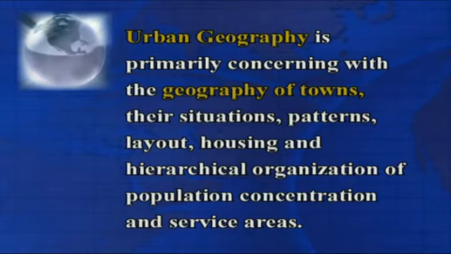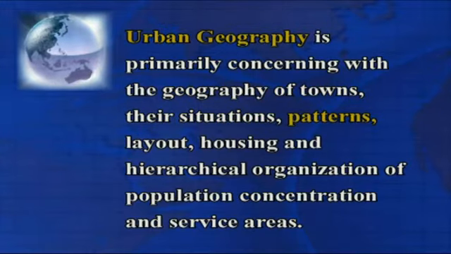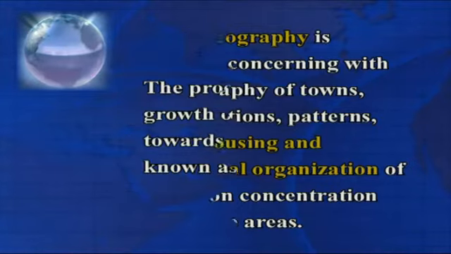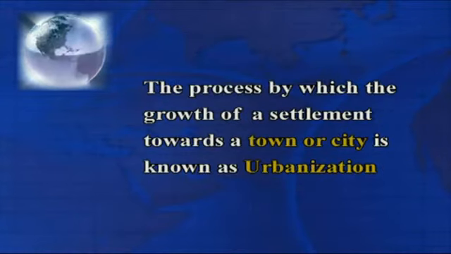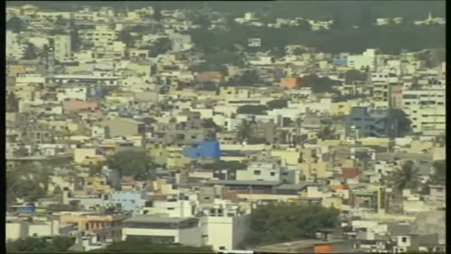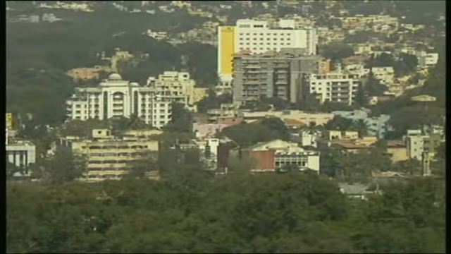Urban geography is primarily concerned with the geography of towns, their situations, patterns, layouts, housing and hierarchical organization of population concentration and service areas. The process by which a settlement grows into a town or a city is known as urbanization. Urban geography mainly deals with the study of compact non-agricultural settlements, mainly the towns and cities.